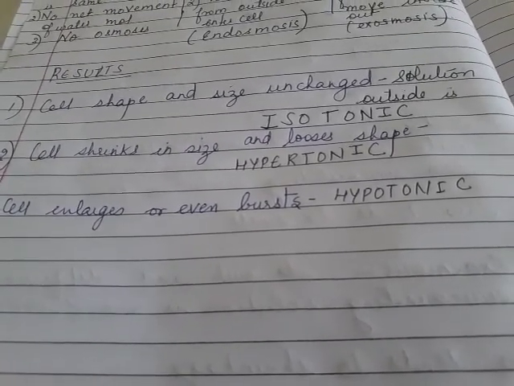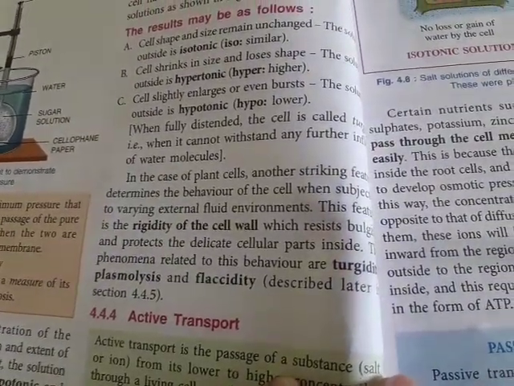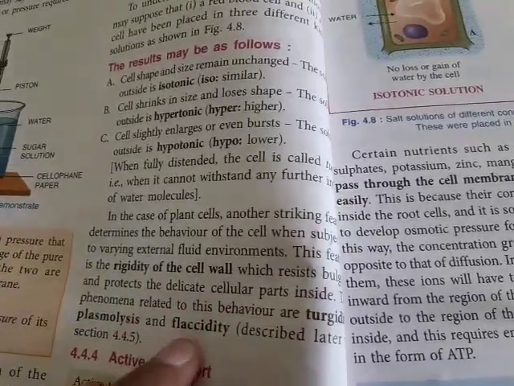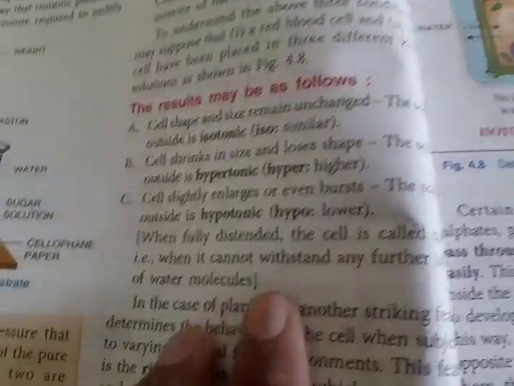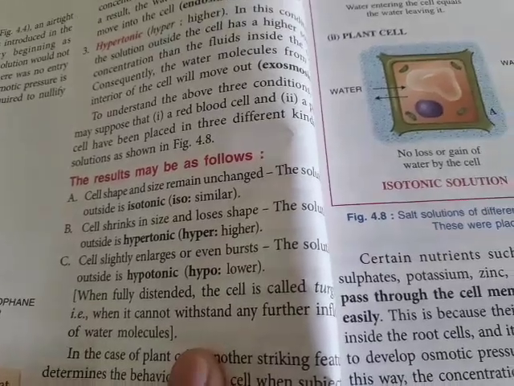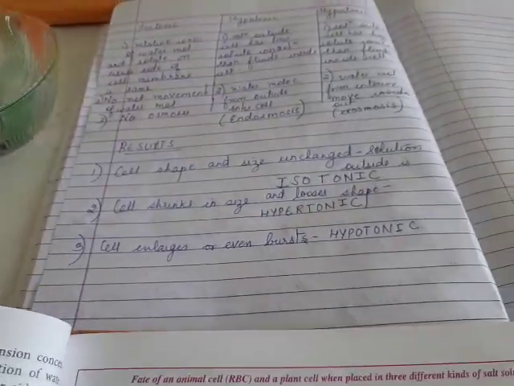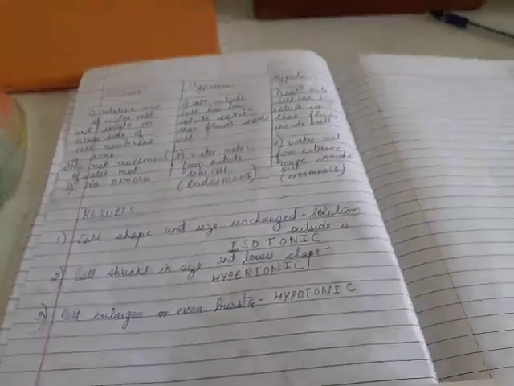So in case of plant cells, here these are all the three things. In a plant cell, the cell wall is there which gives the rigidity. So this is about plasmolysis and flaccidity, which I will explain later. Now when the cell is fully distended, the cell is called a turgid cell. These are the turgid cells. This is turgidity, no more can it take the water. So I hope all the points are very clear.